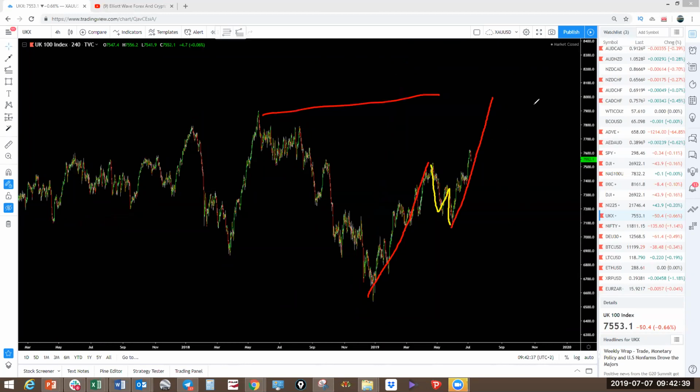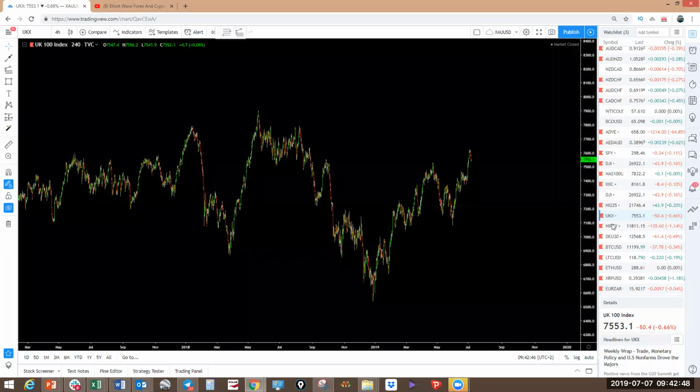Possibly retest the previous highs. So what do you look for? You look for continuation patterns, corrections here to take it up. Easy like that.